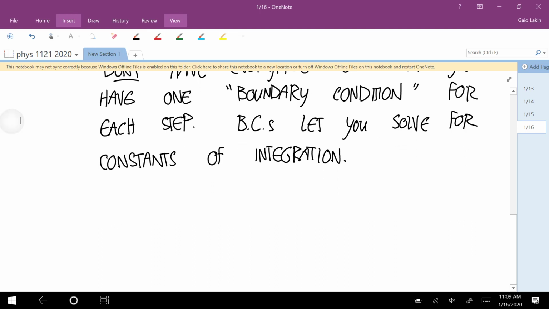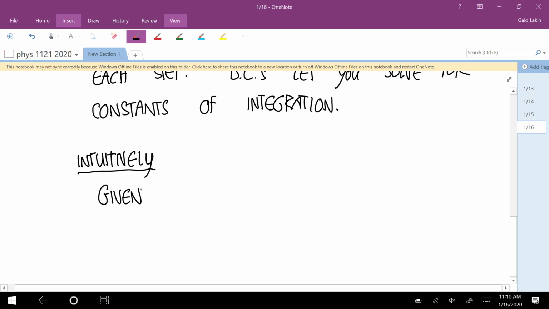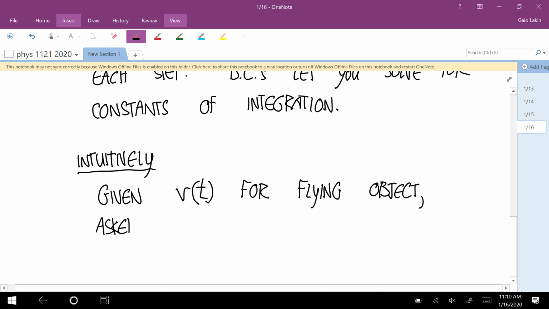So how does this work intuitively? Let's say that you're given velocity as a function of time for a flying object, and you're asked to calculate the height as a function of time.